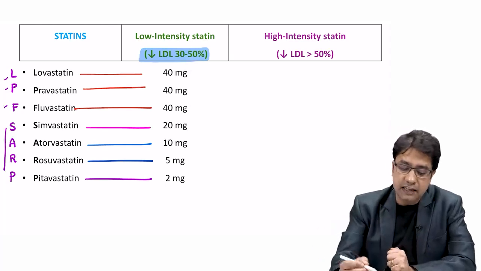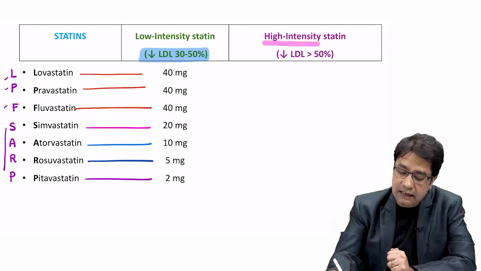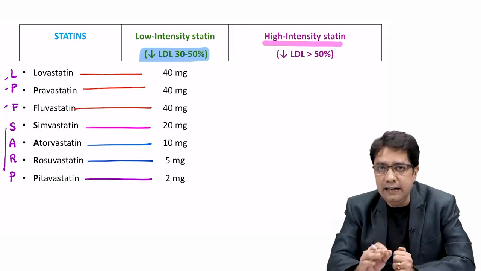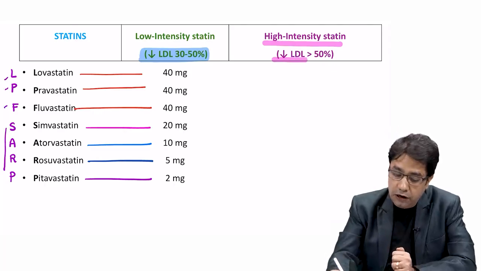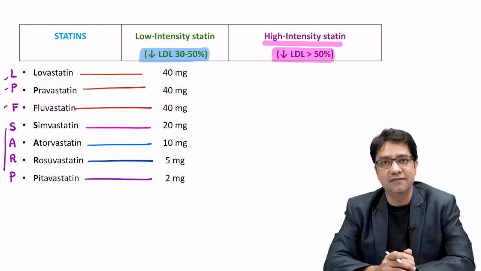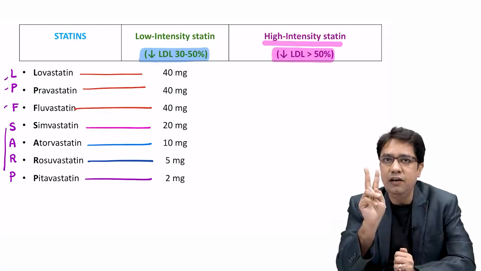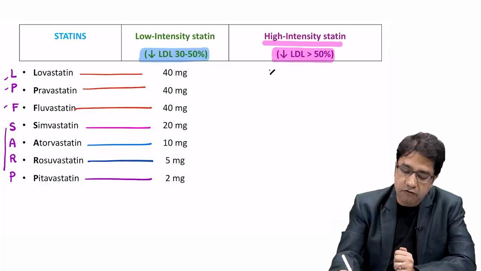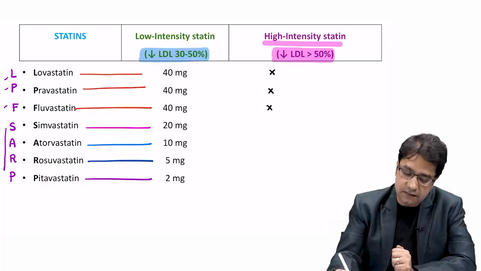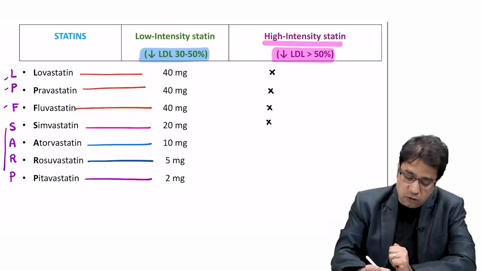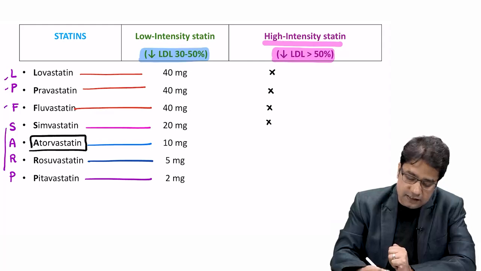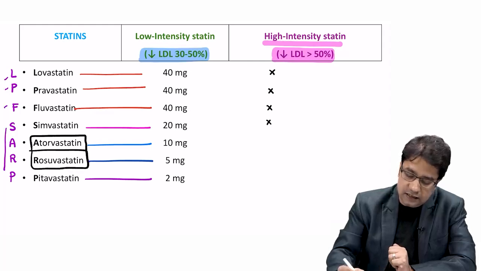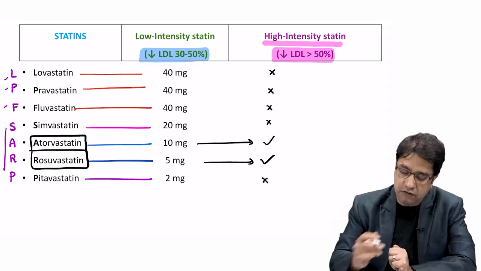Now another type of statin therapy is known as high intensity statin therapy. High intensity means when we want to reduce blood LDL level by more than 50%. And in this case, only two statins can reduce blood LDL level by more than 50%. So let's see which statins. The statins are only and only atorvastatin and rosuvastatin. Only two statins can reduce blood LDL level by more than 50%.